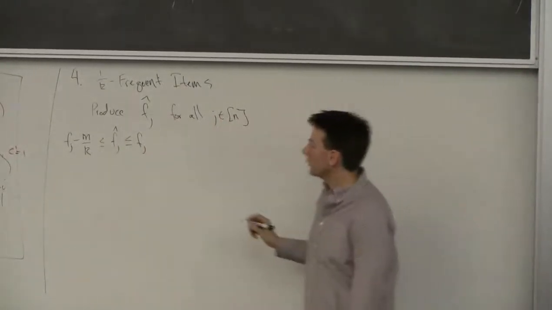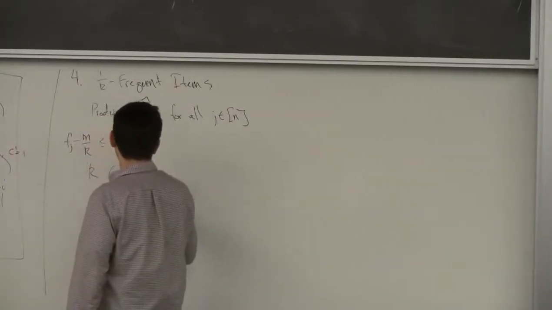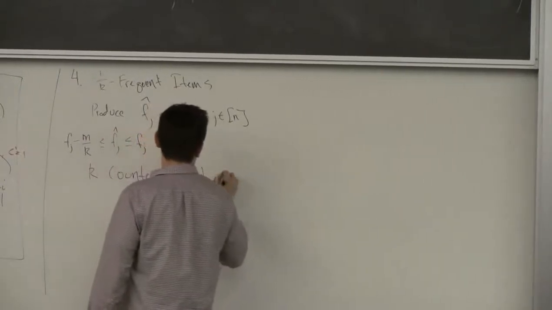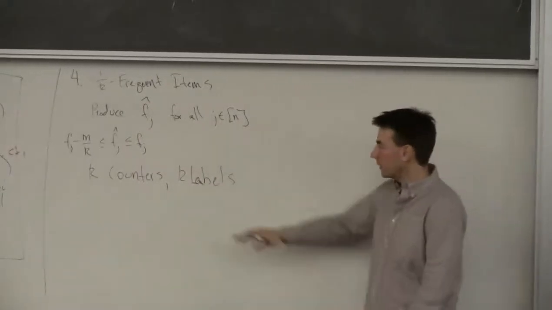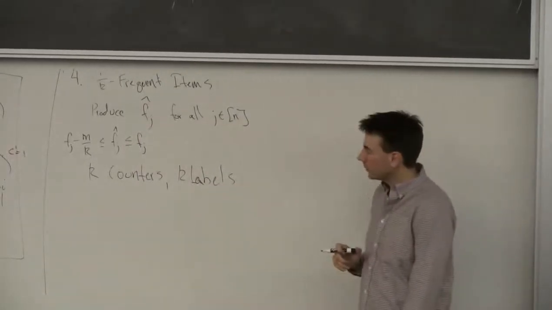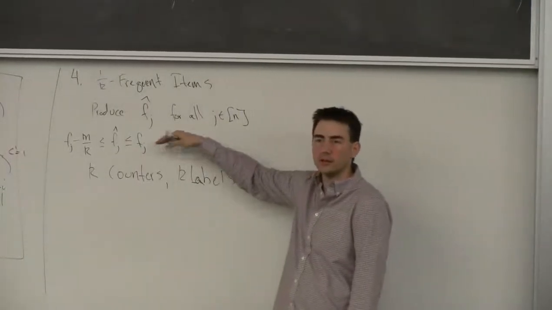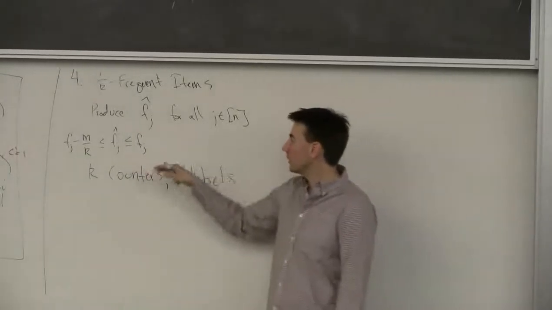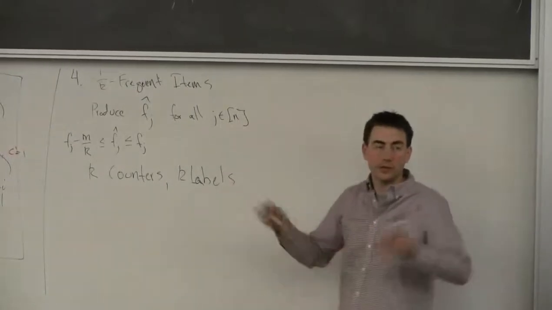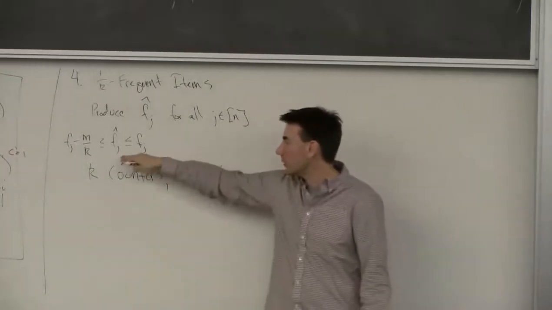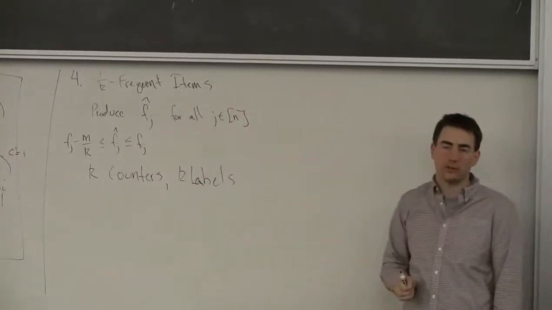So I'm going to do this with k counters and k labels. Okay, so I only get k counters, I only get k labels. And I'm going to be able to return this for every value j. Now j is everything in this domain n, so this is a really big set. How can I possibly return an f j hat for every value that satisfies this?